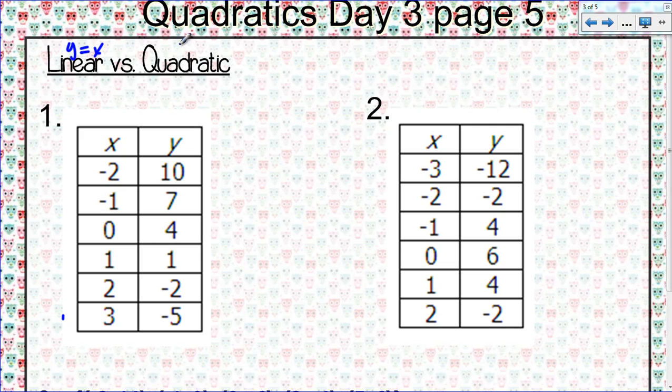When something is quadratic, the parent function is y equals x squared. And so they don't have a constant rate of change on first look. We usually have to take a second glance, and I'll show you what I mean. So let's just check this. Number one, we're going to see if it has a constant rate of change.